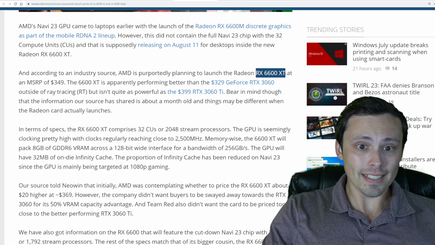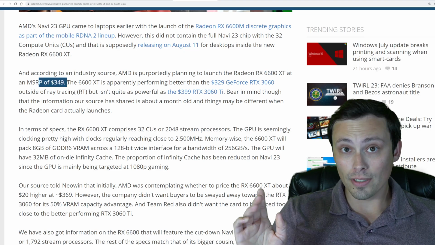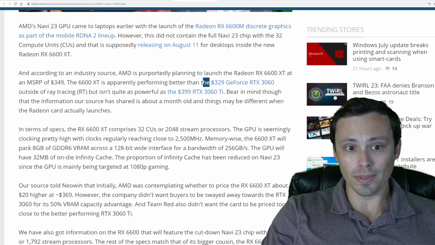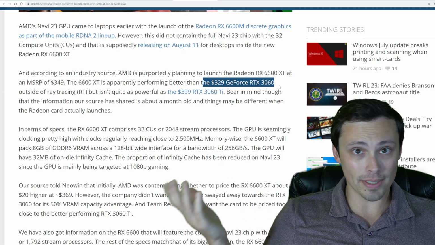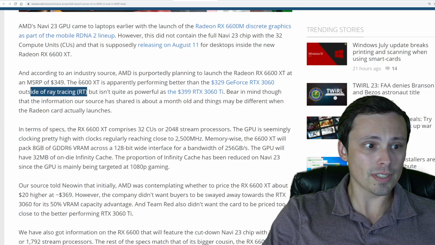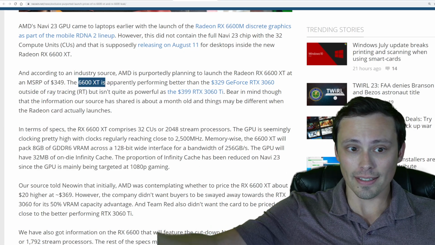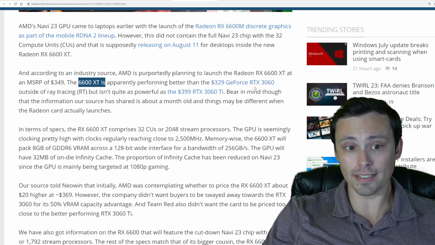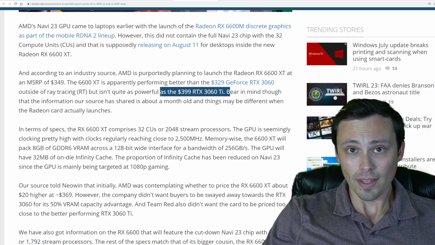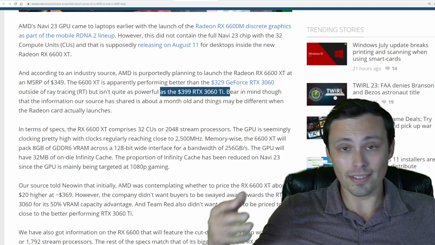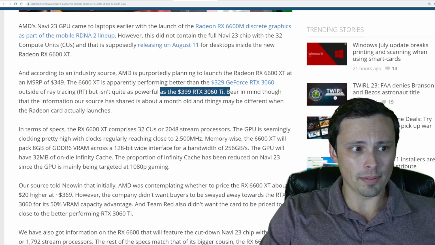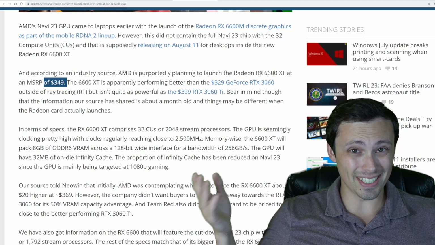But they're saying that the 6600 XT would be MSRP $349, and that's because its rasterized performance beats the 3060, which is MSRP $329, but not in ray tracing. Okay, so since it beats it in rasterized performance, they think they can price it above the 3060 MSRP. But its rasterized performance isn't as good as the 3060 Ti. So they're basically going to price it between the 3060 Ti and the 3060. But it looks like they're thinking pricing much closer to the 3060 than the 3060 Ti.